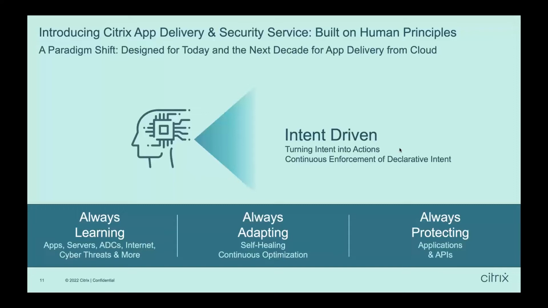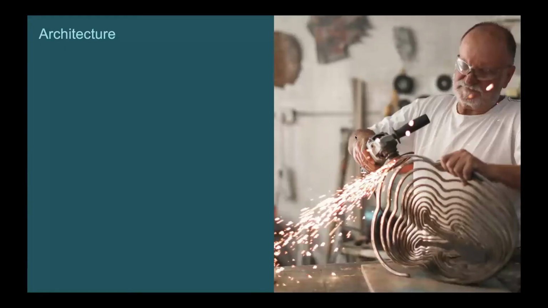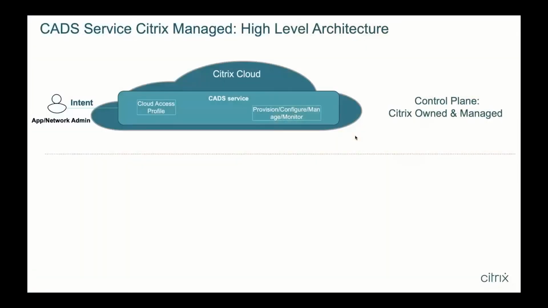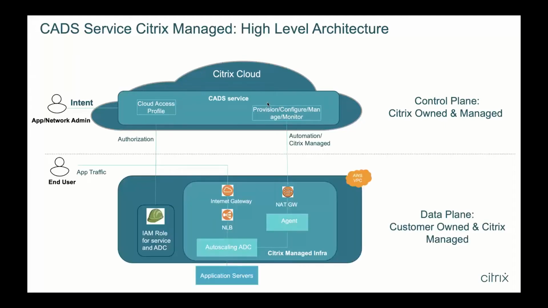Now, after we are aware of what principles constitute CADS, let's take a look at how it works behind the scene. So CAD service resides in the Citrix Cloud, where the app network admin can interact with the service. This is the brain or control plane of the service that is Citrix owned and Citrix managed. By means of Cloud Access Profile, it authorizes the data plane, which is customer owned and Citrix managed. This means that for this service, customers have to give privileges to their infrastructure, that is the IAM permissions to the specific VPC where automation for this service can take place.